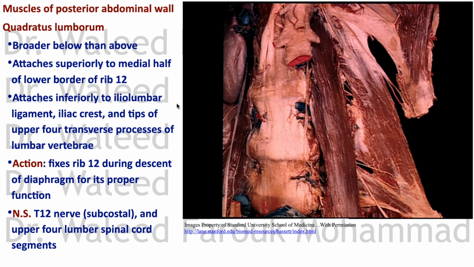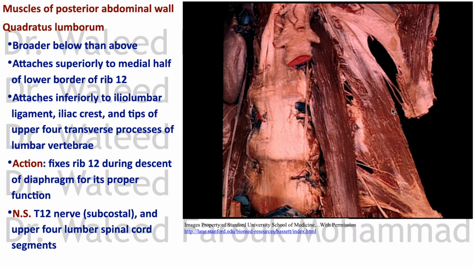The muscles of the posterior abdominal wall: we have the quadratus lumborum muscle, we have the psoas major muscle with the psoas minor, and the iliacus muscle, and that's it for the posterior abdominal wall. Now for the quadratus lumborum muscle, you can see it's broader below than it is above.